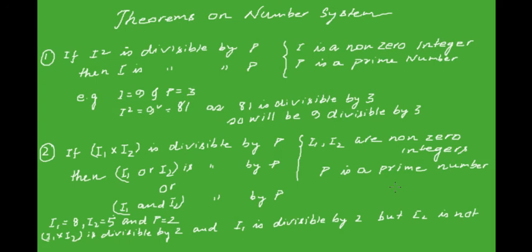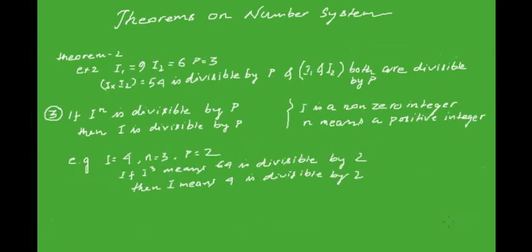The second theorem is if I1 into I2 is divisible by p, then either I1 or I2 is divisible by p, or I1 and I2 both are divisible by p. But I1 and I2 are non-zero integers, p is a prime number. One example, like if I1 is equal to 8, I2 is equal to 5 and p equal to 2, then I1 into I2 is divisible by 2 and I1 is divisible by 2, but I2 is not.